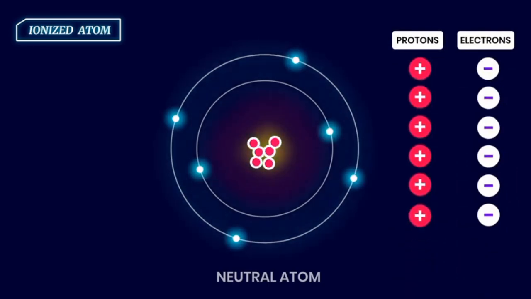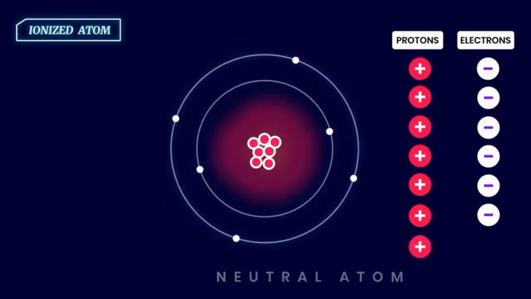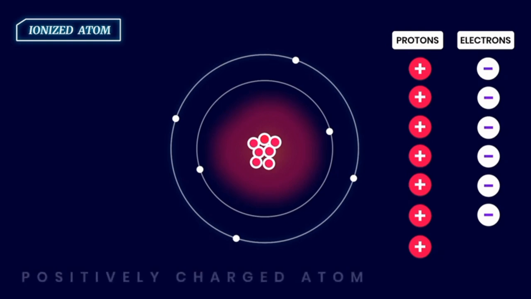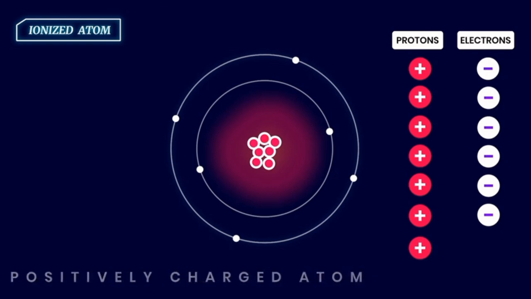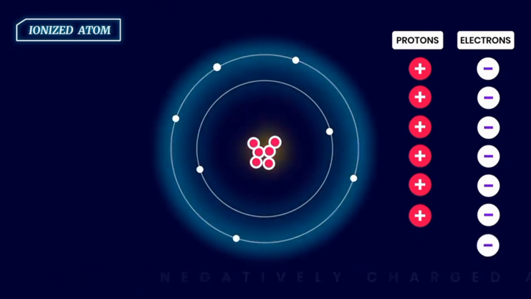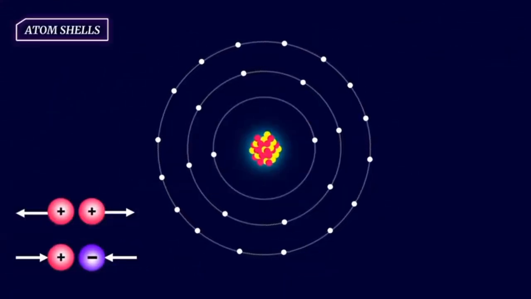For a neutral atom, the number of protons and electrons are equal. But for a positively charged atom, the number of protons is higher than the number of electrons. And vice versa is true. If the number of electrons is higher than the number of protons, the atom is negatively charged. Remember, unlike charges attract each other, and like charges repel each other.